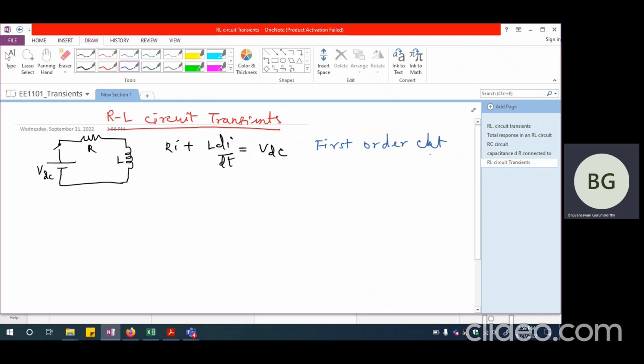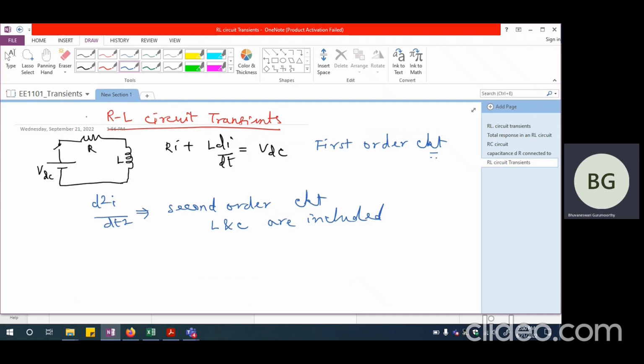On the other hand, if we are going to have L and C, both of them included in the circuit, we will have a second order equation. We will have a term which will be d square i by dt square, or d square v by dt square. So in that case, we would say that particular system is a second order system or second order circuit. So this happens when both L and C are included in the circuit. Okay, we'll be studying about this a little later after completing the first order systems fully.